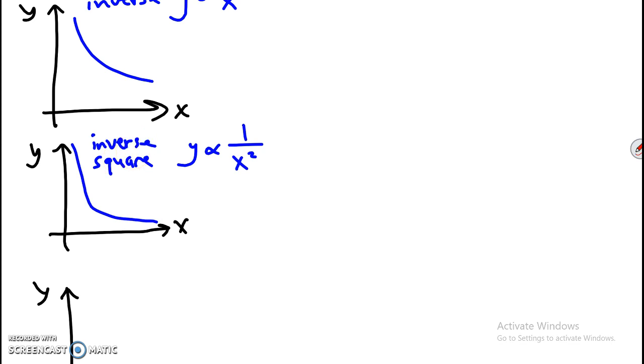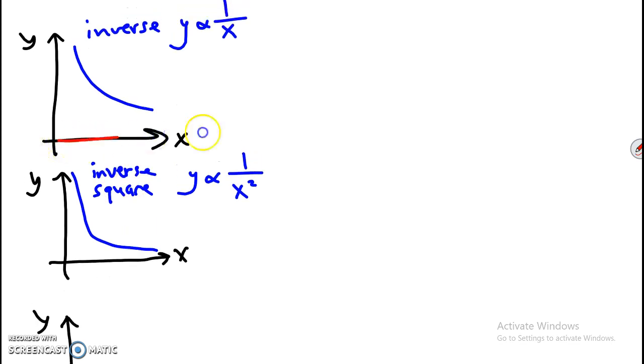For inverse and inverse square, the x-axis is an asymptote. You continue to approach the x-axis, but you never get there. Likewise down here. Similarly, the y-axis is also an asymptote that you never quite reach.